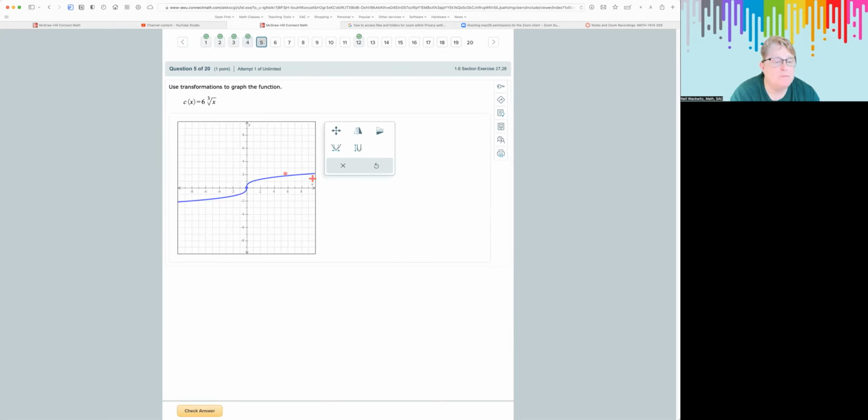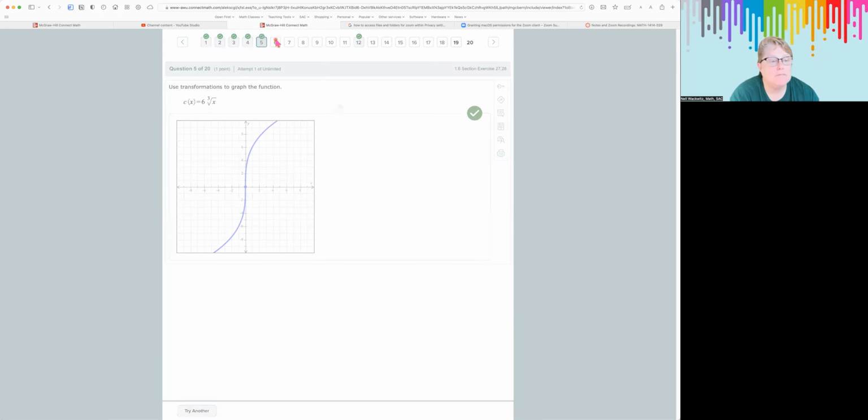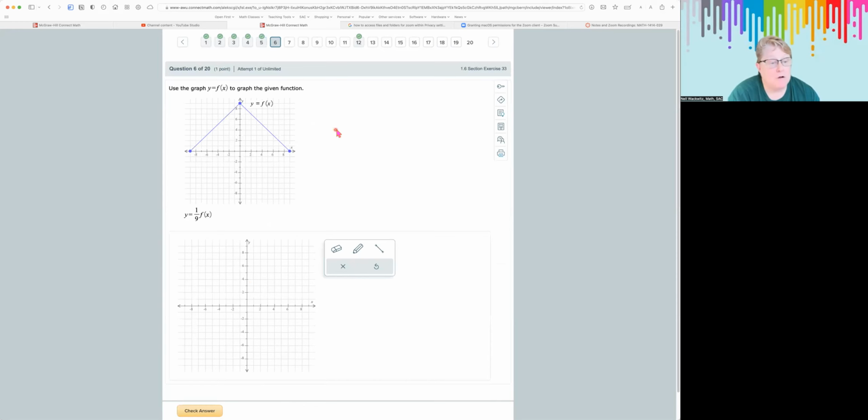Okay, this is the cube root function, and they want us to multiply it by 6. That's going to be a vertical stretch, and that's this tool, vertical stretch or compression. And we're going to take this 1 and make it a 6. Let's check. Yay. It's being very slow. Here we go. Oh, this one is fun.